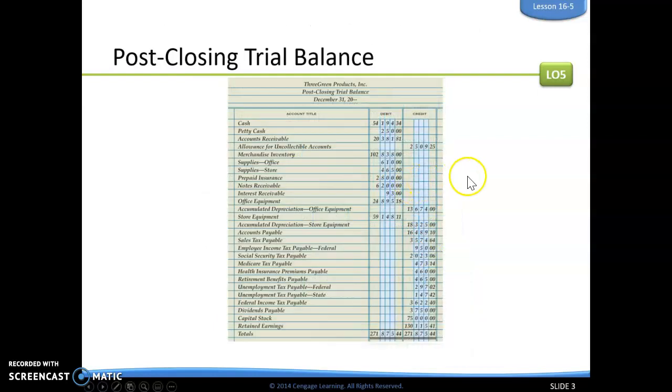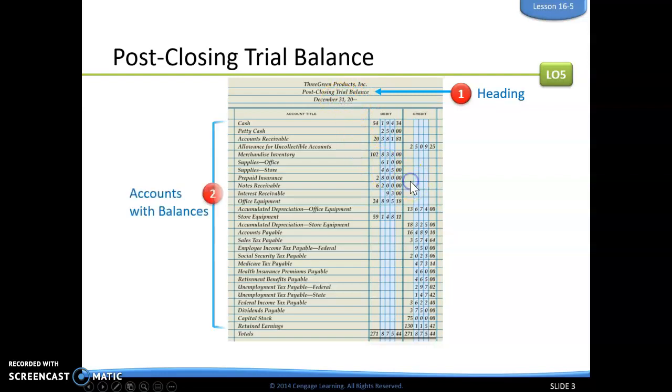Okay, then our post-closing trial balance is going to look like this. Remember, we always start any kind of report or statement with a heading answering who, what, and when. Notice our when here is just going to be the specific date that we are completing that. We are then going to list all of our accounts that have balances. These should be our assets, our liabilities, and our owner's equity accounts. In this case, we are doing a corporation, so they are our stockholders' equity accounts.